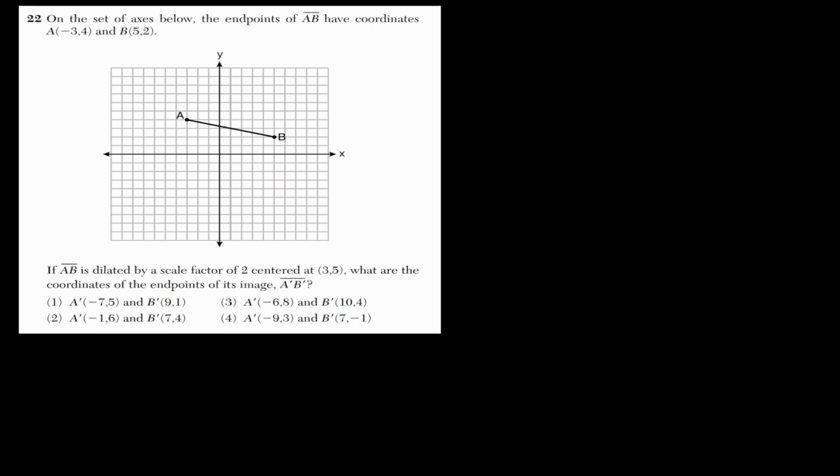In question 22, we are being given a line segment, AB, where the endpoints are located at point A at (-3, 4), which we have here on the left, and B at (5, 2), which we have here on the right. Now, what we would like to know is what would happen to this line segment if it gets dilated by a factor of 2 at a coordinate point of (3, 5). So let's place that in our picture.